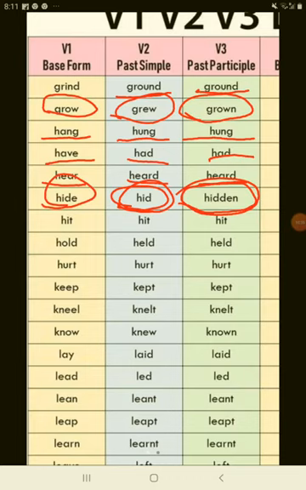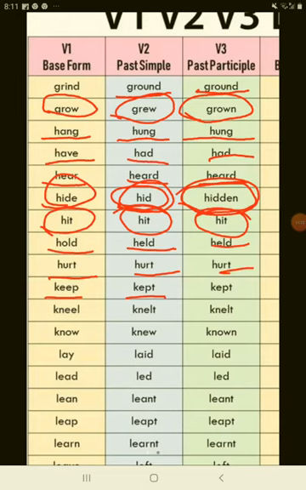Now, if you look at this verb hit, there is no change. Students make the error of writing hitted, but that is incorrect. You have to use hit only. He hit the ball on the table. Then again past. Now, if you are writing the past continuous form, then there will be changes, but we will look at that later. Now again, hold, held, held. Now these are not changing. Hurt does not change. But keep changes to kept and it remains kept in the past participle also.